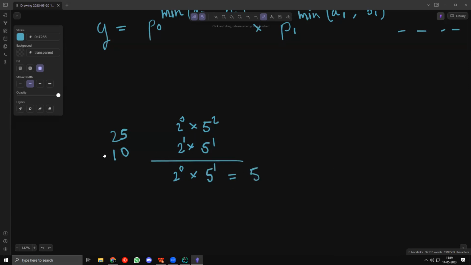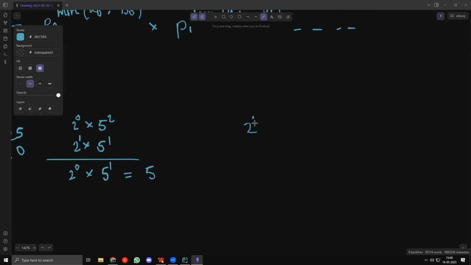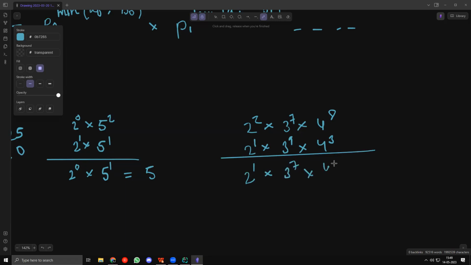And that's it. Now let me take another example. Let's say I have 2 to the power of 2 into 3 to the power of 7 into 4 to the power of 8. I have 2 to the power of 1 into 3 to the power of 9 into 4 to the power of 3. Now, the GCD is clearly going to be equal to 2 to the power of 1 multiplied by 3 to the power of 7 into 4 to the power of 3. This is the entire GCD.